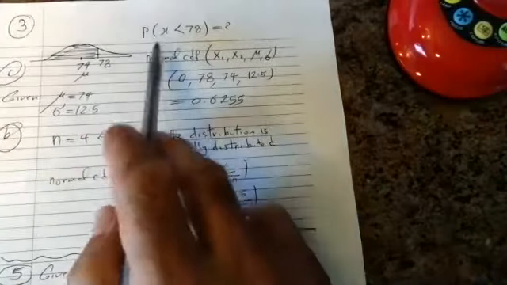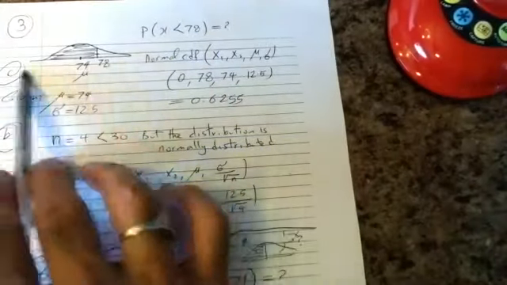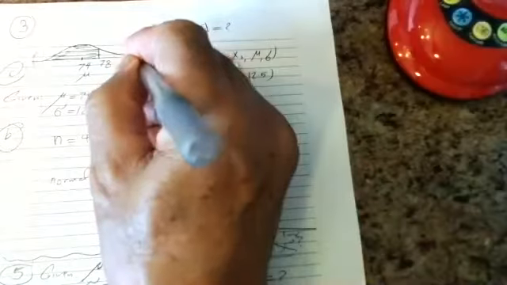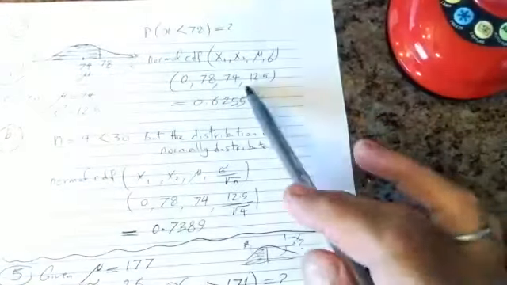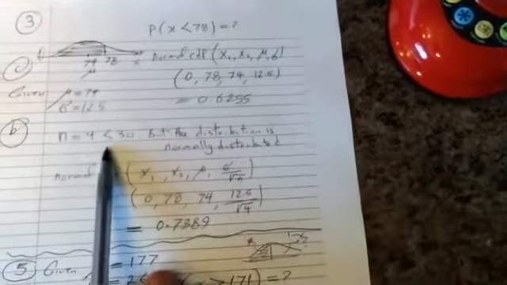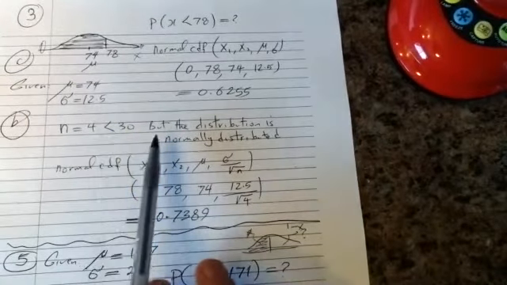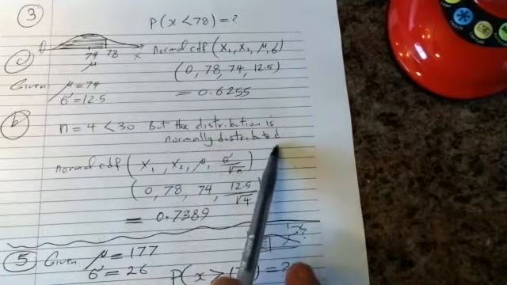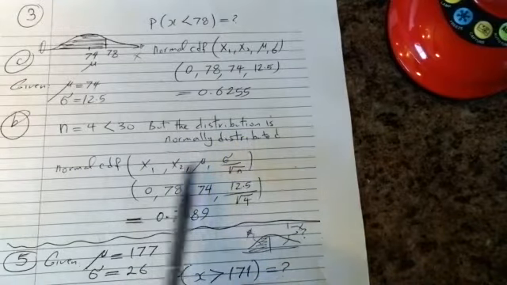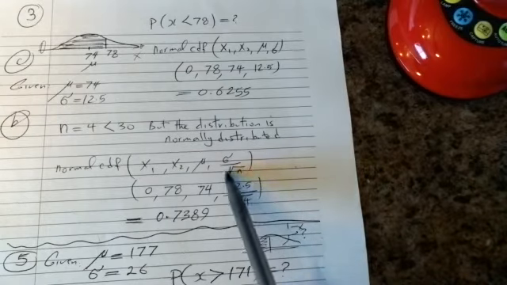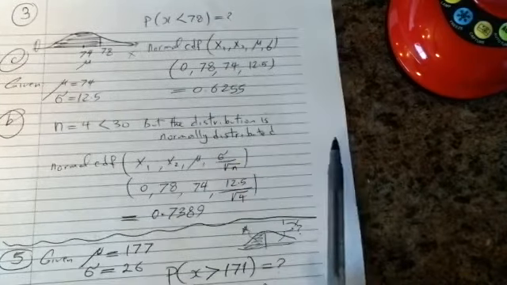So if X is less than 78, again, you need 2 points. On the left, we always use zero. When you come to X, see, and then part B, N is four, which is less than 30. However, the distribution is normally distributed. So in that case, we are allowed to use the central limit theorem, which is all we need to do is take the standard deviation divided by radical N.